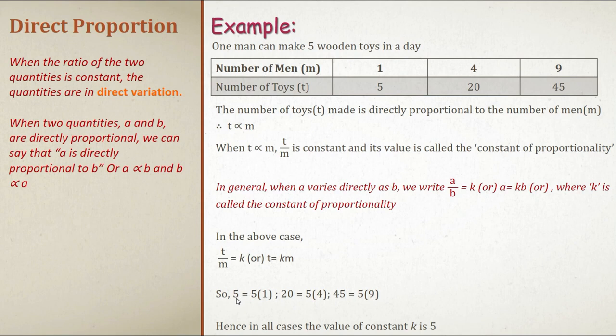So toys is 5, which is equal to, what will be the value of K if the number of men is 1? So 1 will be multiplied by 5 to get the value as 5, right? So the value of K will be 5 here. Now, if the value is 20 toys and there are 4 men, basically we just have to divide the number of toys by men. So 20 divided by 4 will again give us the value as 5. And similarly 45 we get by multiplying 9 with 5. So here in all cases the value of constant K is 5.